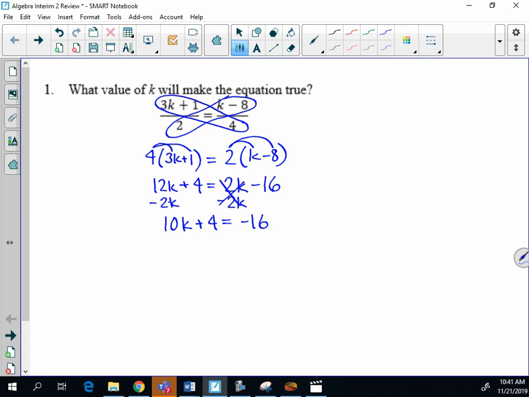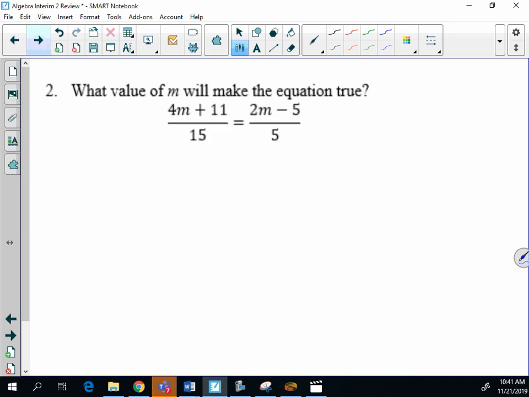Now we can finish it in 2 steps. Subtract your 4 from both sides. That cancels to 0. I'm left with 10k equals negative 20. And last, I'm dividing both sides by 10. And that cancels to 1, and I'm left with k equals negative 2. Don't forget, you can solve by checking, insert it back in the original where the k's are, and you can also check with Desmos.